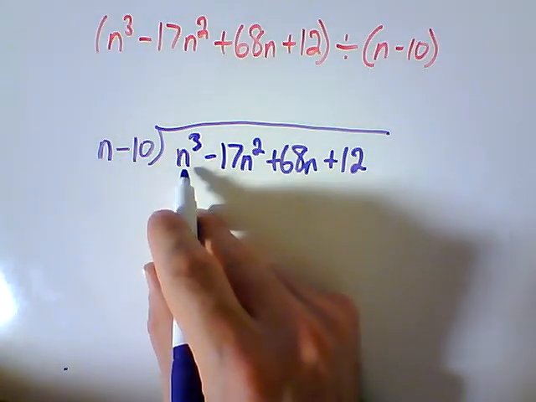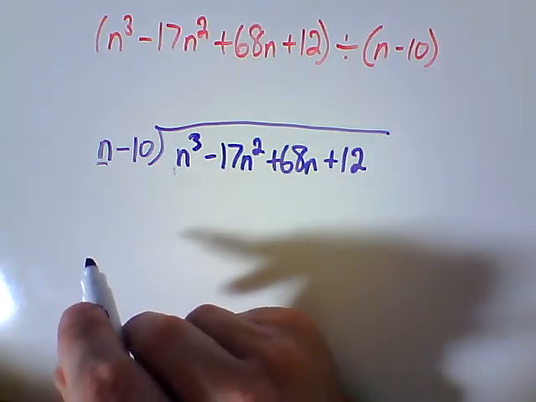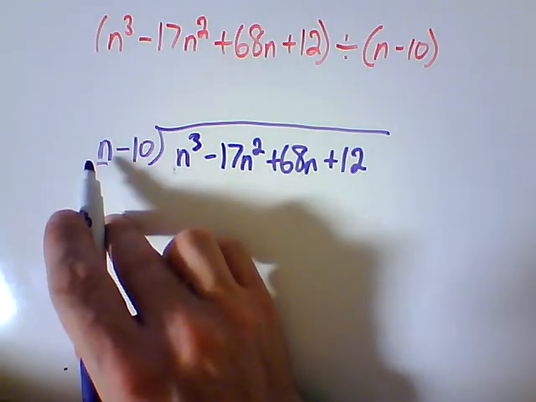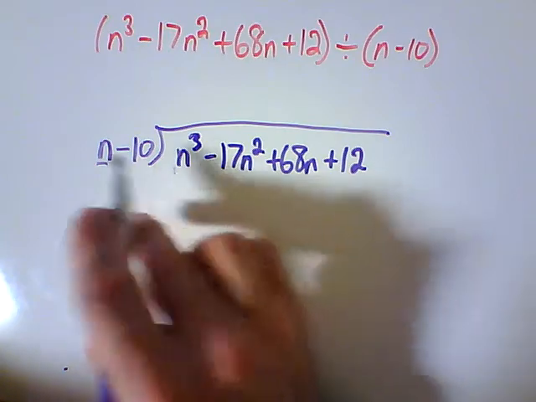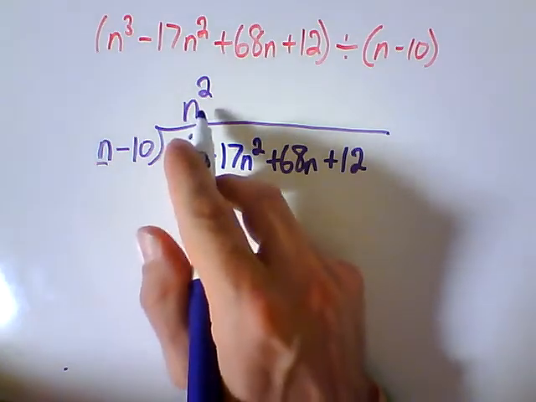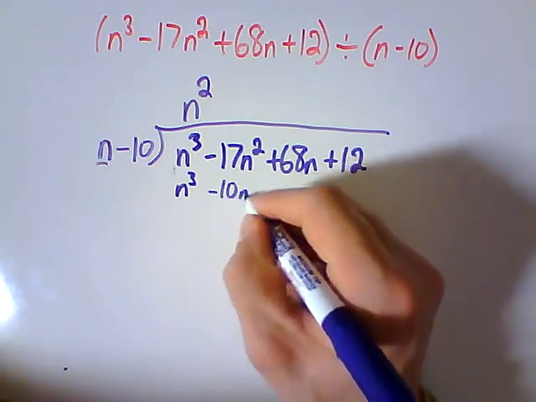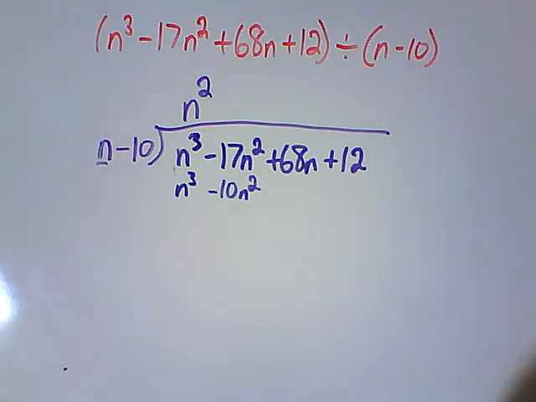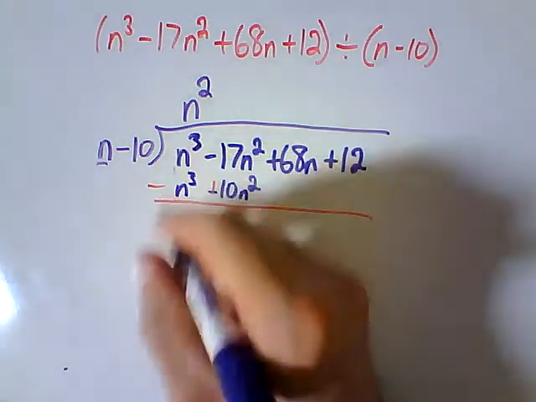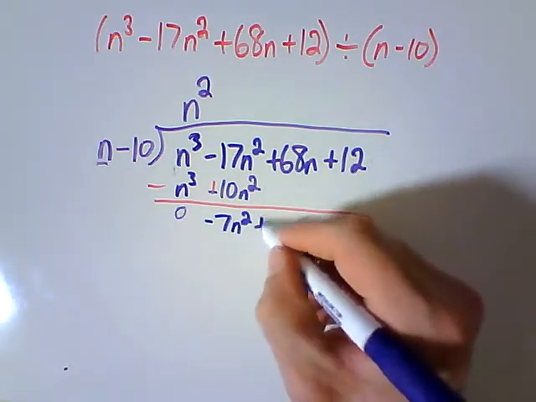All right. n times n squared gets me to n cubed. Remember, I'm always looking at this guy to see what he multiplies to, to whatever's in front. Or it's n cubed divided by n. I don't think I've said it that way yet. That might be better. n cubed divided by n is n squared. And now I multiply him to everybody. n squared times n cubed. n squared times negative 10n squared. Draw a line, change signs. We're going to knock this thing out. All right? That's 0. Yay! That is negative 7n squared plus 68n.